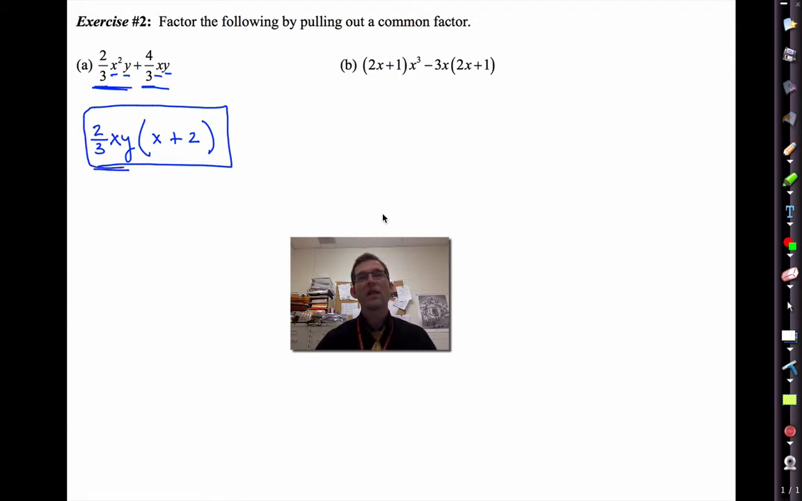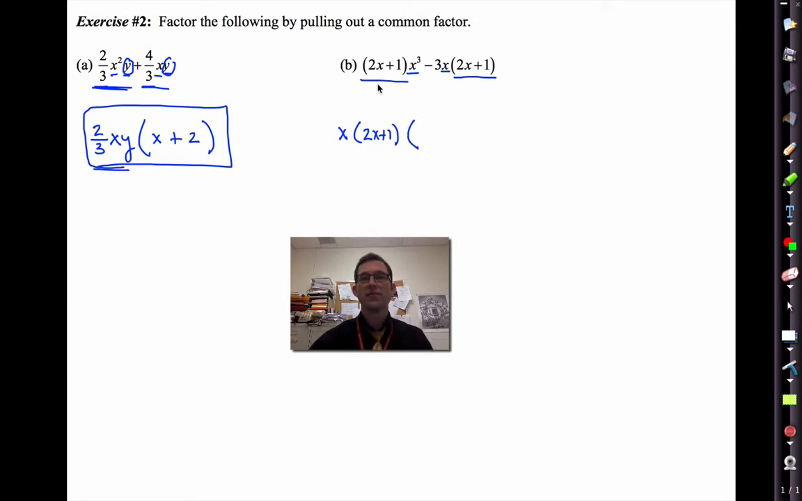All right. Letter B is more challenging, but I want you to see the structure in this algebraic expression. You see, that 2x plus 1 should be looked at no differently than the y was in this problem, right? It is common to both. So I can certainly pull out a 2x plus 1. As well, this one has an x to the first, this one has an x to the third, so I can pull out an x.